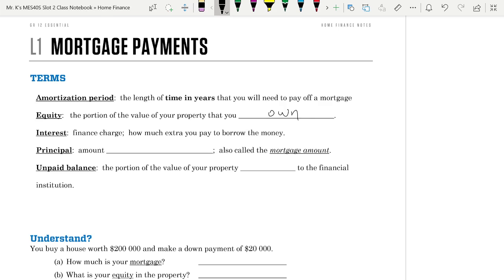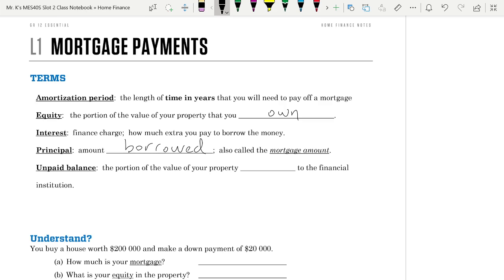Interest is the finance charge, how much extra you pay to borrow the money. This is, of course, how the bank makes money, by charging you interest. Everybody here who took the grade 10 or 11 essential course, you've done calculations with interest before. That will pop up again in a minute. The principal, and notice that's spelled with a P-A-L, not principle, like a rule you live by. Principal is spelled the same way as the person who runs a school. Principal is the amount borrowed, also called the mortgage amount.